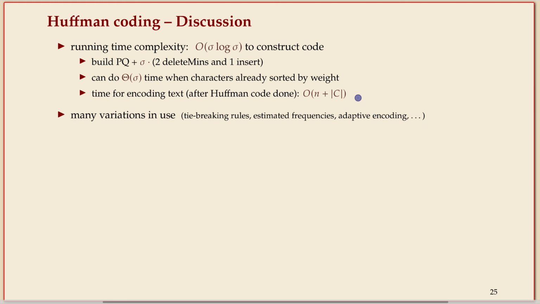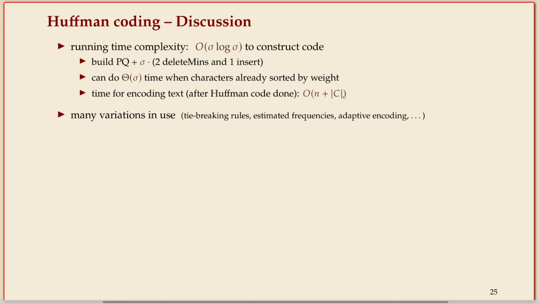And the second part is easier. You just need to go through the text one more time. So you need to visit each character in the text, and you replace it with its code. For that, you can just use a table where you use the character as index. And then you get it in this time: time to read the input plus time to write the output. That's the best one could hope for there.